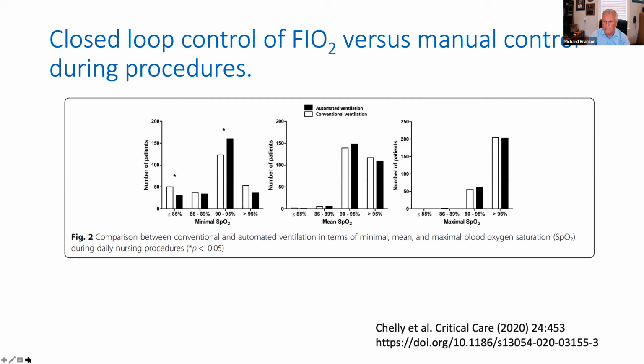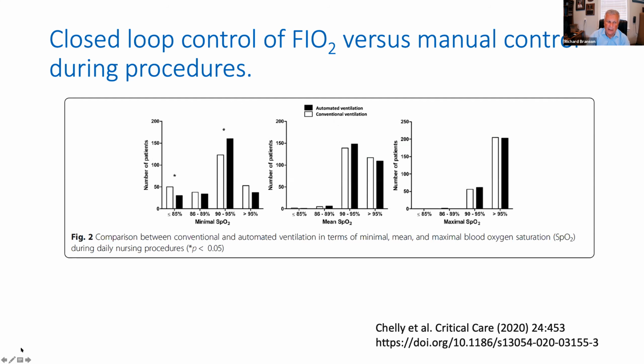And this is another very recent paper published in Critical Care. Now I apologize, I don't remember, I think it's either in the UK or the Netherlands, but I could be wrong on that, where they're looking at closed loop control of FiO2 during nursing procedures. So they're showing you the number of patients, the minimal SpO2, the mean SpO2, and the max SpO2. Black is automated control of FiO2. White is conventional control of FiO2.